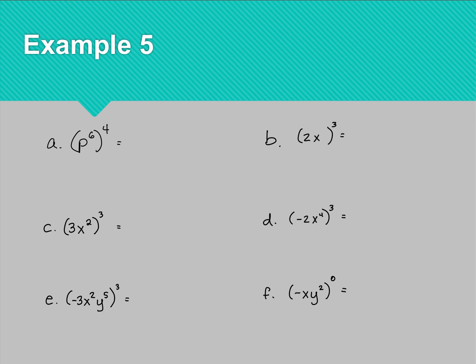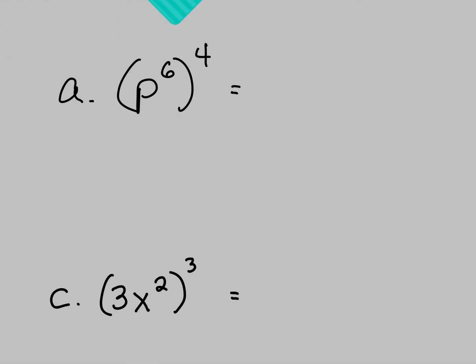All right, we're going to do the examples on the left. So I have p to the 6th power to the 4th power. What do I do to the exponents? Multiply. So what's 6 times 4? 24. Perfect. So our answer is p to the 24th power.